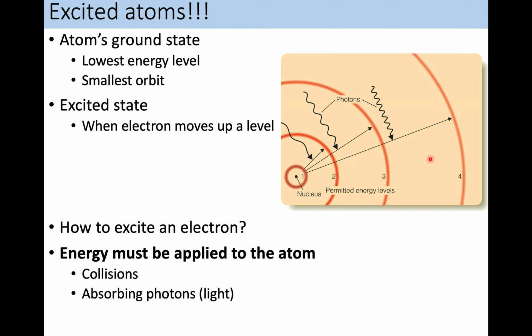Now, how do you pump up an electron? There's really two ways. You have to apply energy to this atom to get one of the electrons to be excited. This can either happen through a collision, or it can happen by the atom absorbing a photon of light. Absorbing this particle of light, the atom's going to get super psyched, and one of its electrons will be able to jump from, let's say, ground level, level 1, all the way up to level 4. So that's going to be a big jump in energy.